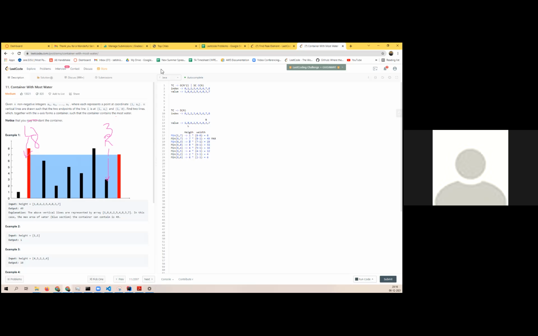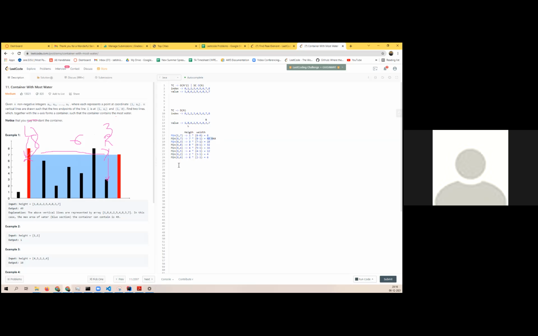The width will be 7 minus 1, so it will be 6. So 3 into 6, I guess our answer will be 18 in this case. Since it is not larger, we keep the maximum we found, which is 49.